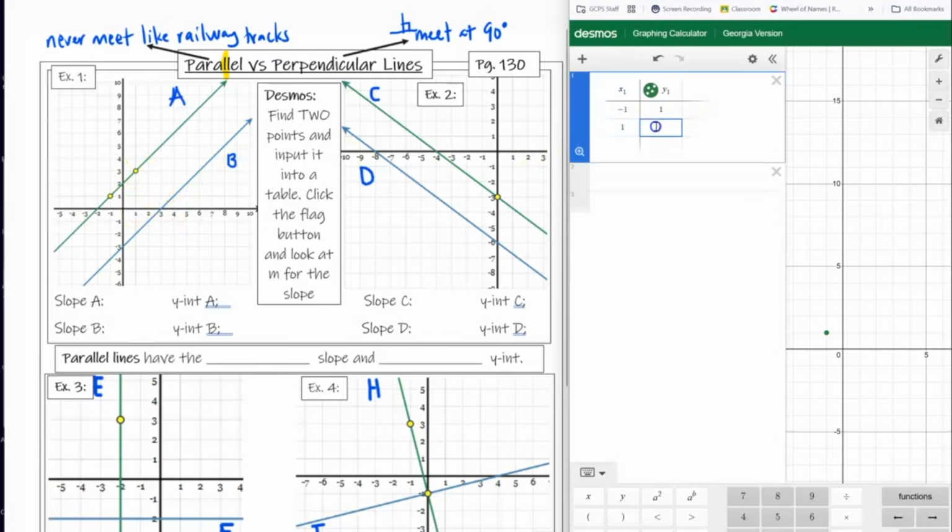So 1, 3. Oh, and as I'm doing my example 1, you are doing example 2. So at this point, you should have a table with 2 points inputted. There's 1 point right there. There's another point right there. All right, so now that you have that put in, that's for line A. I'm going to repeat that process for line B.